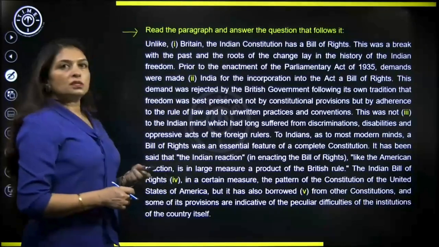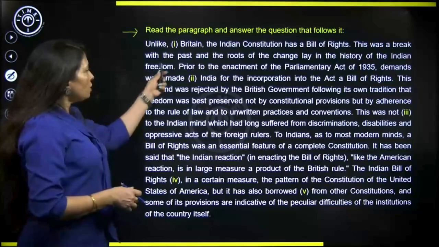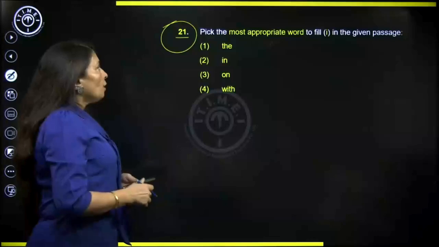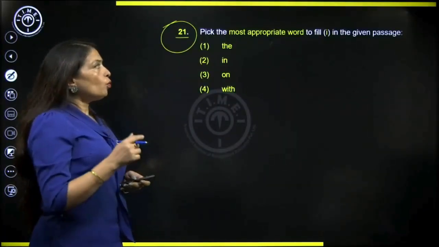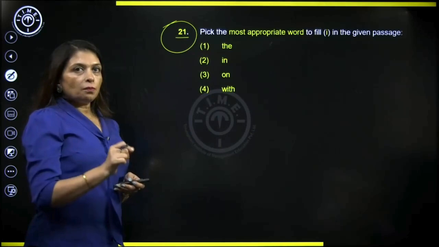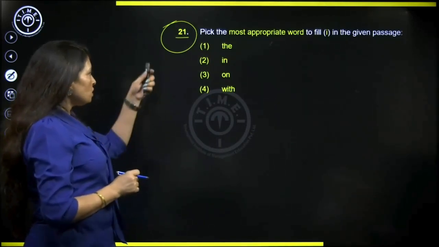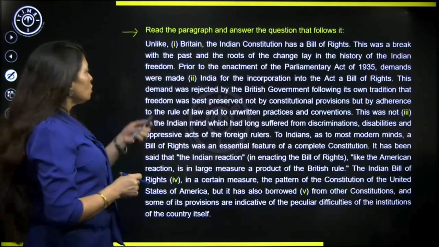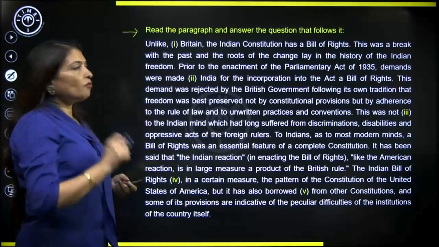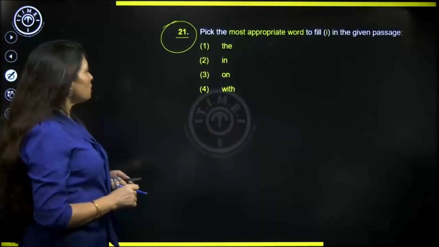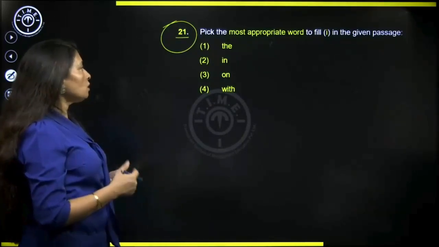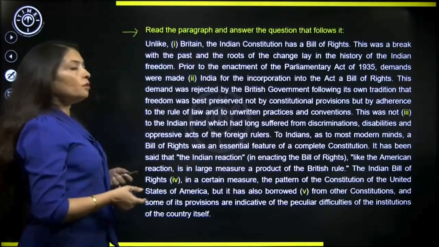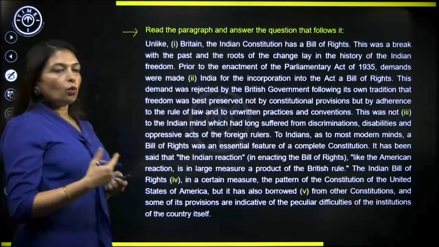Okay, so this was this long drawn paragraph and at certain points we had these numbers 1, 2, 3 and 4 and also 5. Pick the most appropriate word to fill 1. The place numbered or marked 1 in the given passage: the, in, on, with. So we have to choose which preposition should be inserted in the place of 1. There's an article also given. So should it be the, in, on or with? Unlike the Britain, in Britain, on Britain or with Britain.